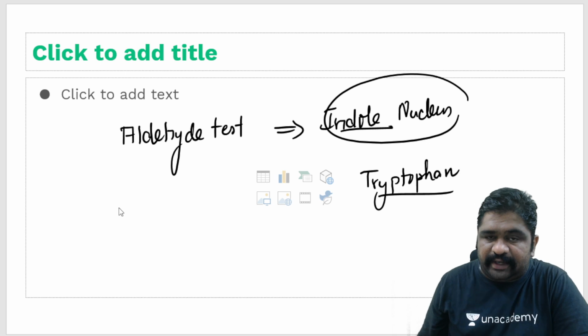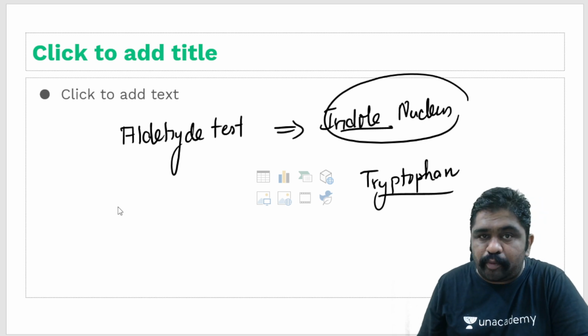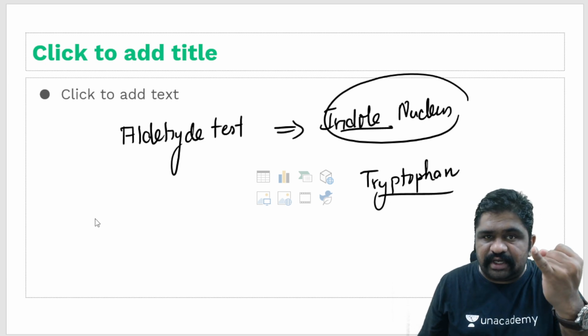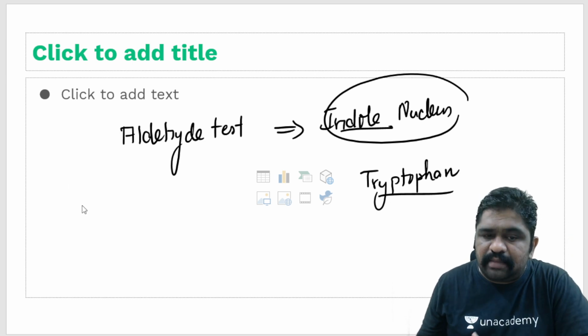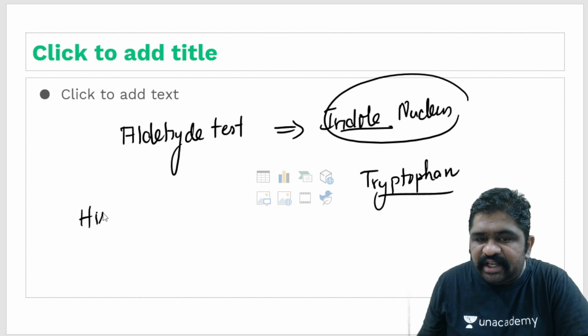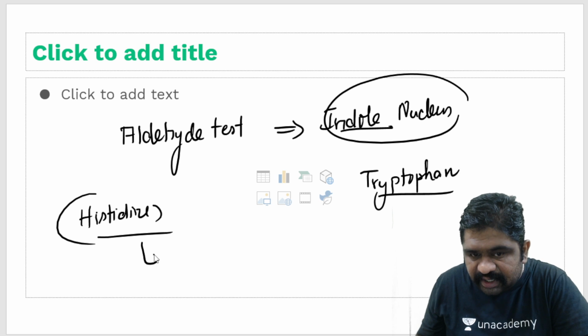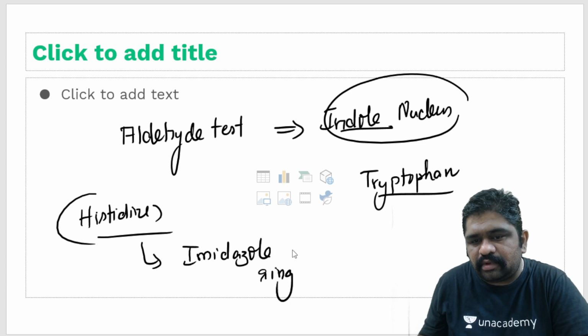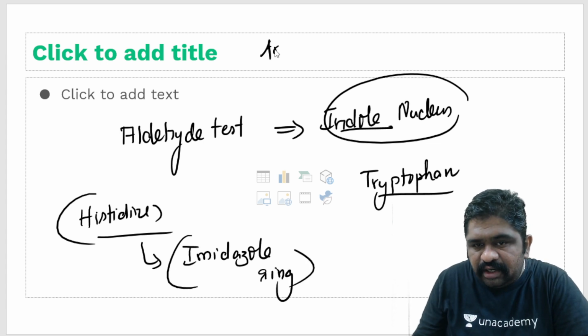In case of amino acids, which amino acid has a phenol group? I told you it is tyrosine, and an aromatic ring is present in tyrosine, phenylalanine, and tryptophan. Some authors can argue that histidine can also be considered under aromatic amino acids, but the truth is histidine contains a special ring called the imidazole ring. Remember, arginine contains a guanidino group.